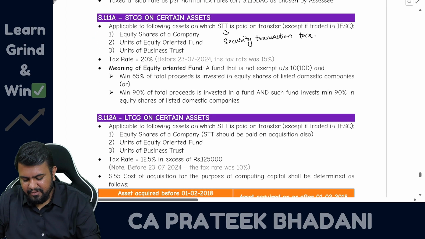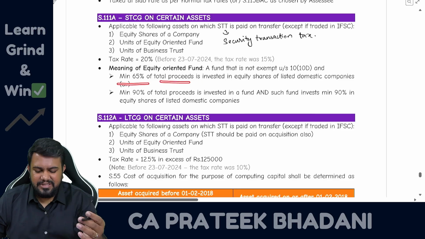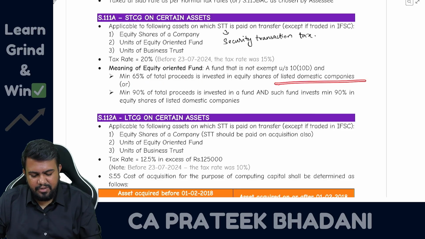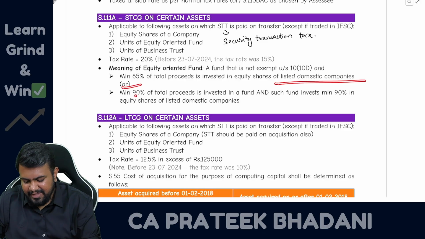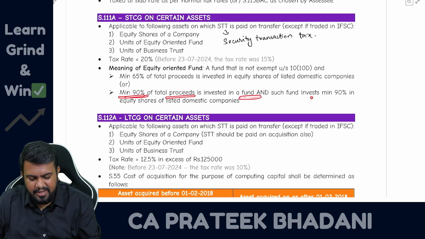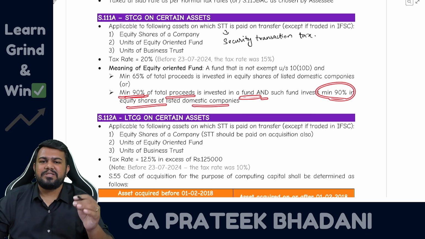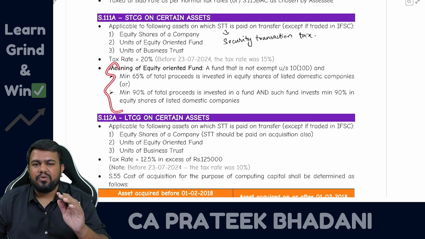Meaning of equity oriented fund: minimum 65% of total proceeds is invested in listed domestic companies, and if there is any other fund, minimum 90% of total proceeds is invested in a fund, and such fund invests minimum 90% in equity shares of a listed domestic company. These are only equity oriented funds.